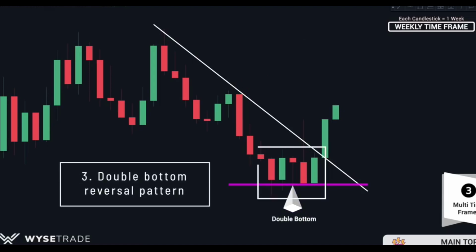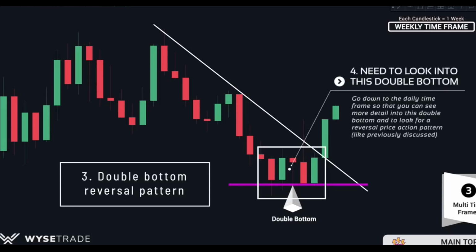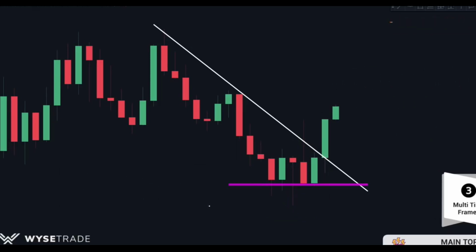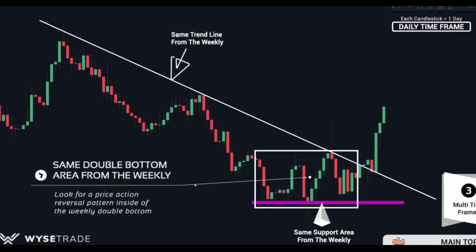So what you do is jump down a time frame to the daily so that you can see more detail into the price action that is occurring within this double bottom and look for a trend change price movement. Here on the daily, you have your same trend line from the weekly and your same area of support from the weekly. Here is where the double bottom occurred on the weekly time frame. And again, we see a lot more detail on this daily time frame.